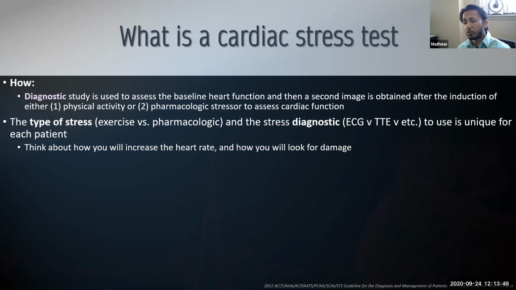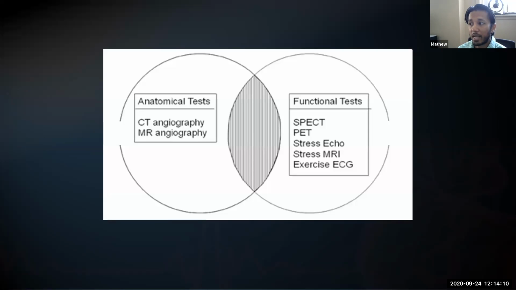And then you're going to have to find, after you've stressed them, how to look at what happened to the heart with that stress, which I talked about with the diagnostic area. You're going to either do an ECG, an echo, or a nuclear, again, which we'll talk about in a second. So think about how you're going to increase the heart rate when you're seeing these patients. Am I going to have them do it themselves? I'm going to give them something to increase the heart rate. And how are you going to look for that actual damage?